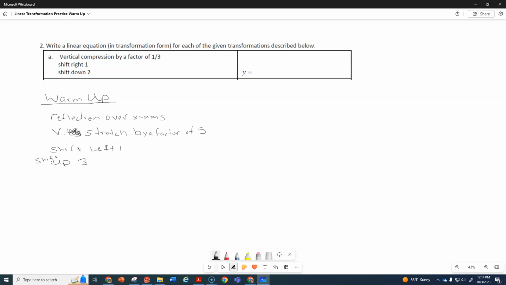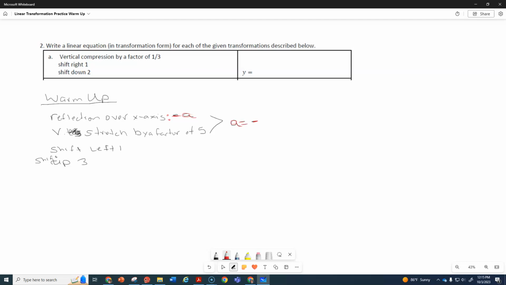So when you have a reflection, that means your A value is going to be negative. Anytime they talk about a reflection or a stretch or compression, that's telling you about A. So over here, we're going to write A is equal. The fact that it's a reflection over the x-axis means my A is negative. Reflection over the x-axis always means a negative A.